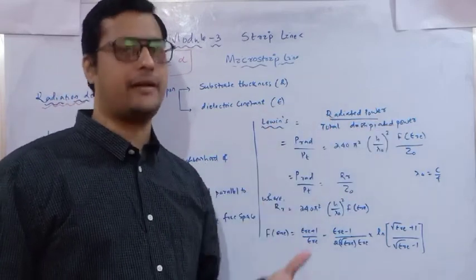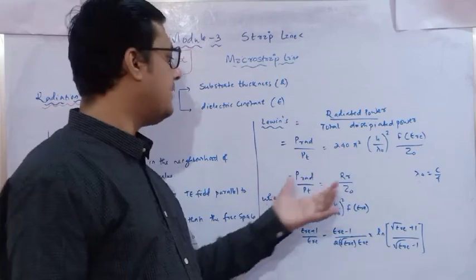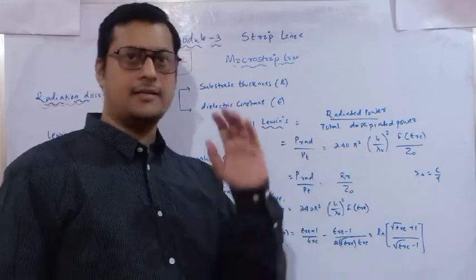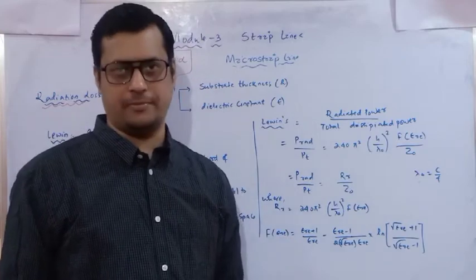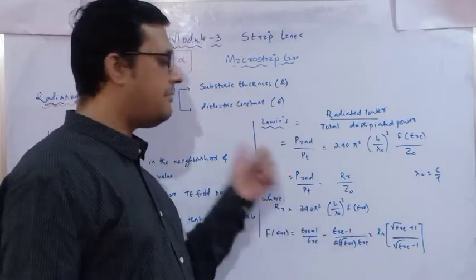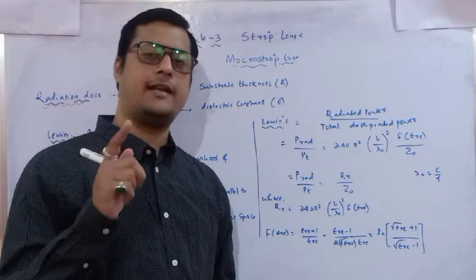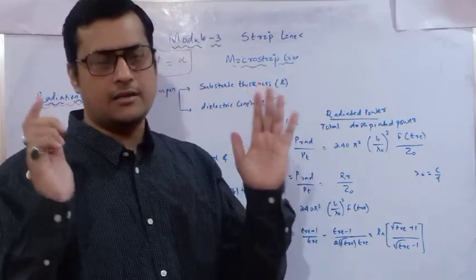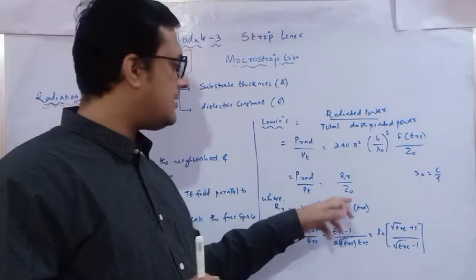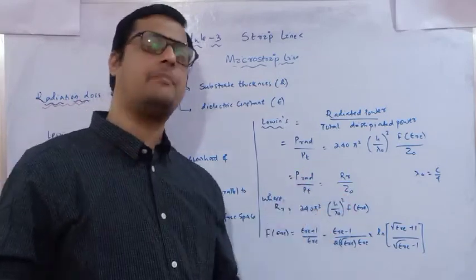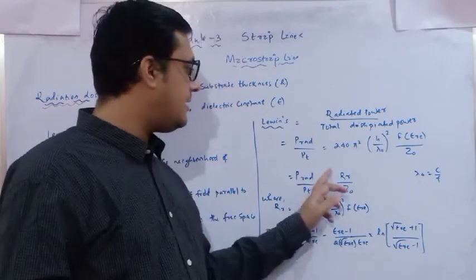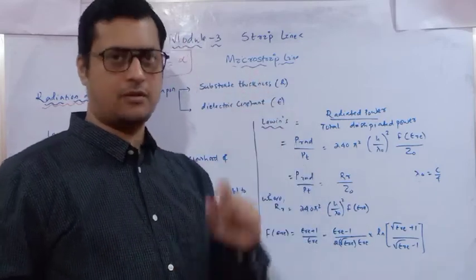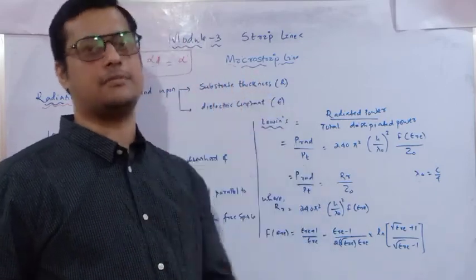He has identified this relation. If you reduce this whole component into R suffix R, this radiation resistance will come into picture. So basically P rad divided by PT is the ratio of the radiation resistance to the characteristic impedance of a microstrip line. This Z naught also depends upon the W by H ratio, and this radiation resistance only depends upon the thickness of the substrate, that is H.